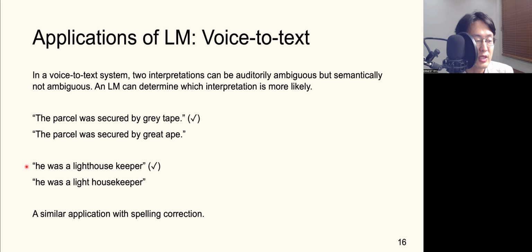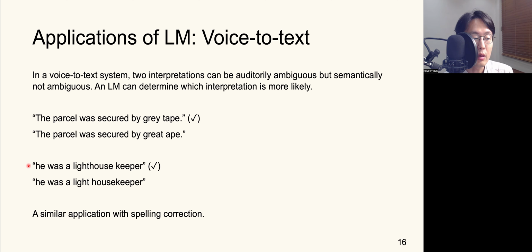Let me read these two sentences. Sentence number one: he was a lighthouse keeper. Sentence number two: he was a light housekeeper. Again, if you really accentuate where the space is supposed to be, you can try to distinguish these two sentences, but really this is ambiguous. Under normal circumstances, you would hear the first sentence.